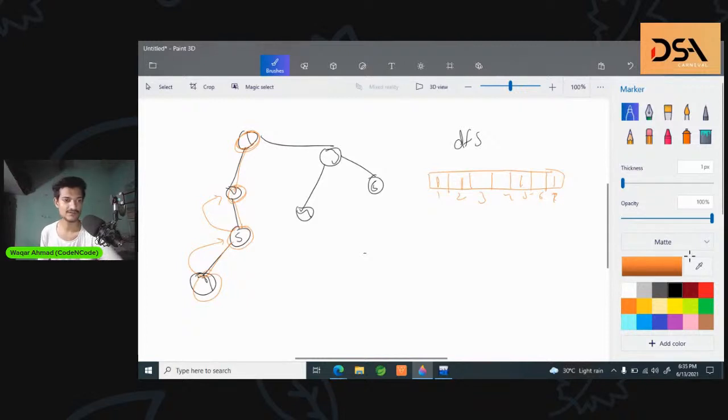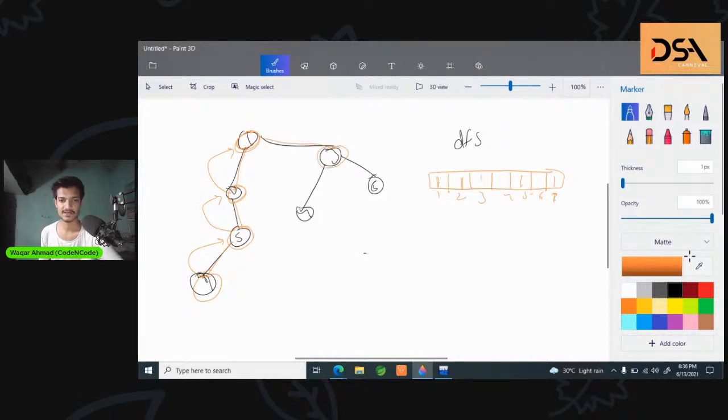So from node 5, we would track back to node 2. Node 2 has nothing to do. So we would track back to node 1. Node 1 sees, are there any other nodes which are not visited and directly connected to me? Answer is yes. 3 is directly connected to node 1 and is not visited. So we would go to 3.